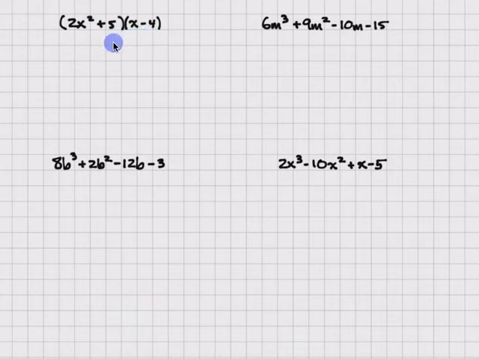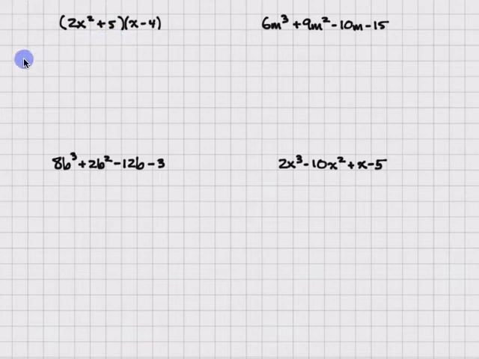So let's do it. If we were going to multiply 2x squared plus 5 times the quantity of x minus 4, the first thing I would do is multiply 2x squared by x minus 4, and then I'd multiply 5 by x minus 4. While sometimes we just do that in our head, we know we have 4 steps of multiplication, and I want to take some time to explicitly write that out.